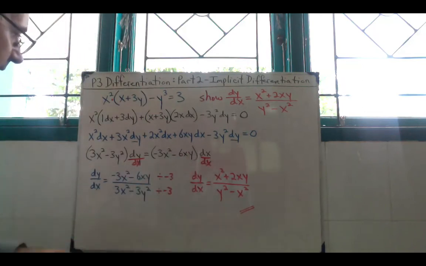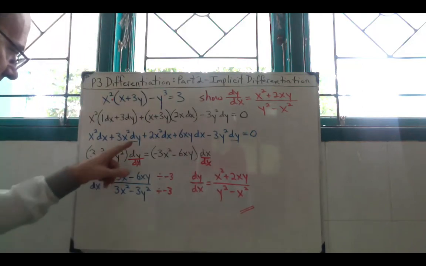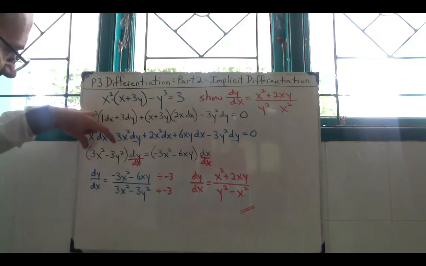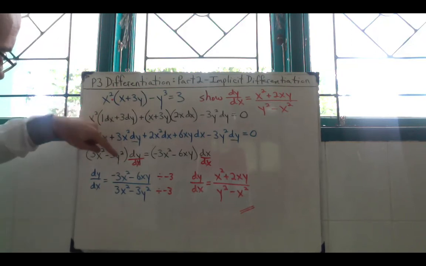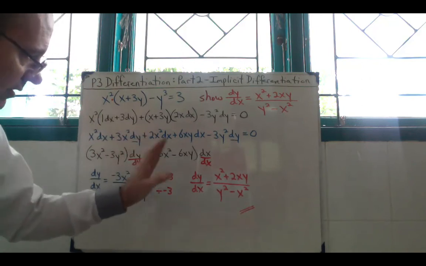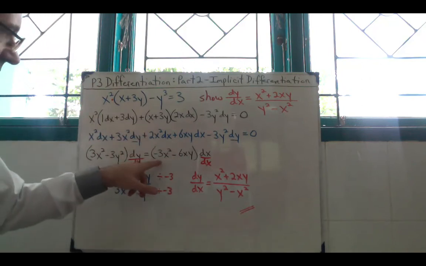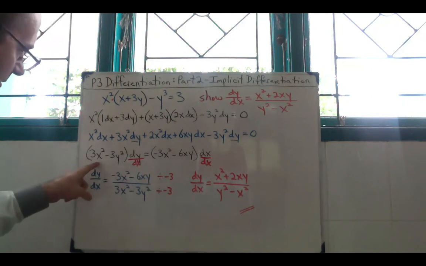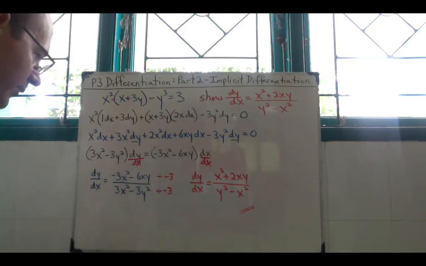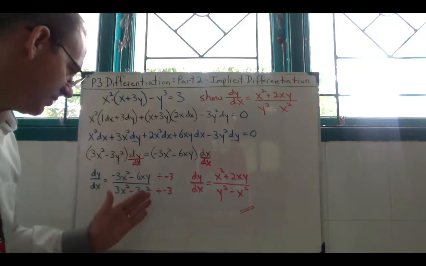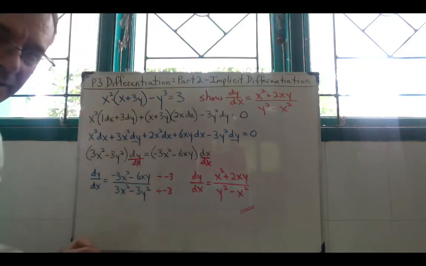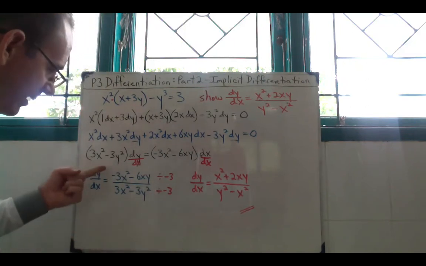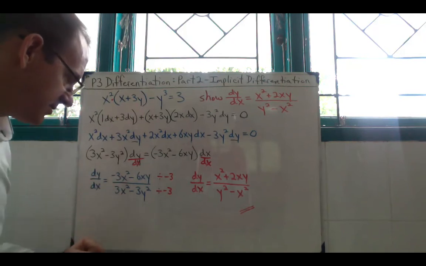Cancels on the right and shows up on the left, dy dx. We divide this parentheses here to the other side. So we end up with a negative 3x squared minus 6y divided by our 3x squared minus 3y squared. Again, we notice that there's a common factor of 3 in here, and we want to get rid of these negative signs as much as we can.